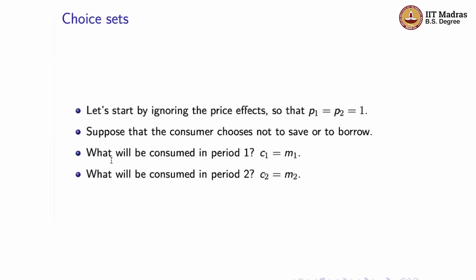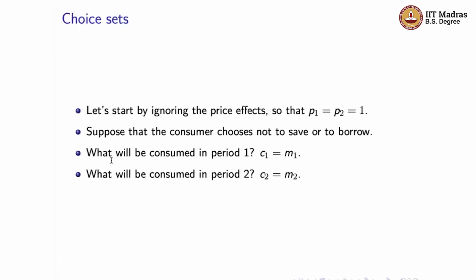So how do we go about it? Let's start by simplifying the problem. Let's ignore the prices for now. What that means is that we are setting the price in each of the two periods to be equal to 1. Later on, we'll bring back the prices, but we first want to solve a more simplified version before we look into the more complicated version.